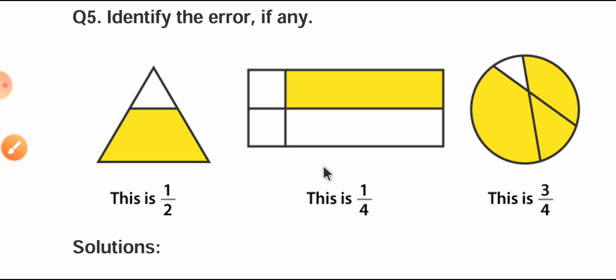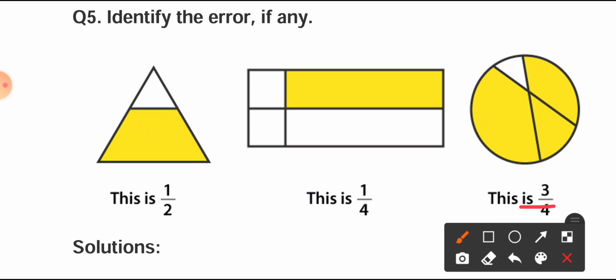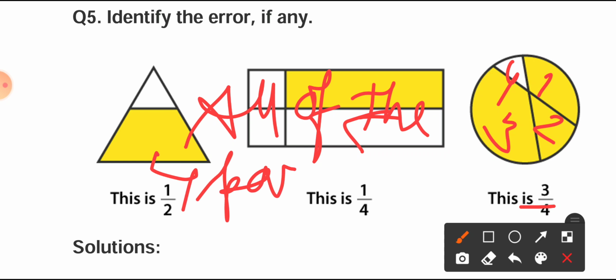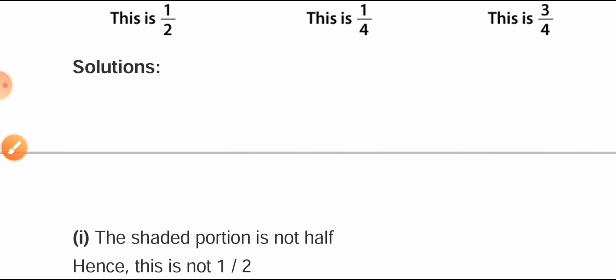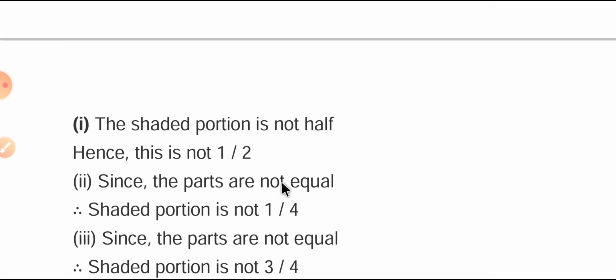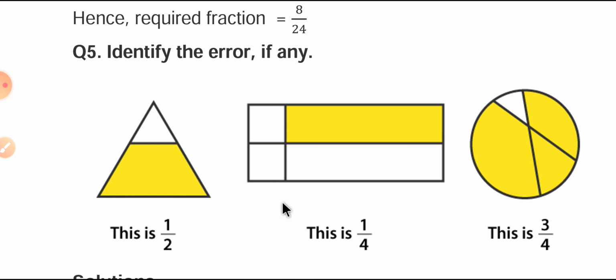Same in the third one. This is 3 by 4. Again you can see 1, 2, 3, 4. 4 parts are given, but all of the 4 parts are not equal. It means it contains an error. Since the parts are not equal, the shaded portion is not 3 by 4. As you can see, for a fraction all the parts should be equal.